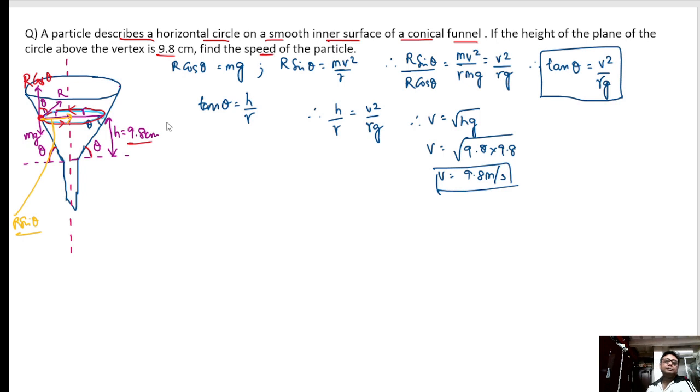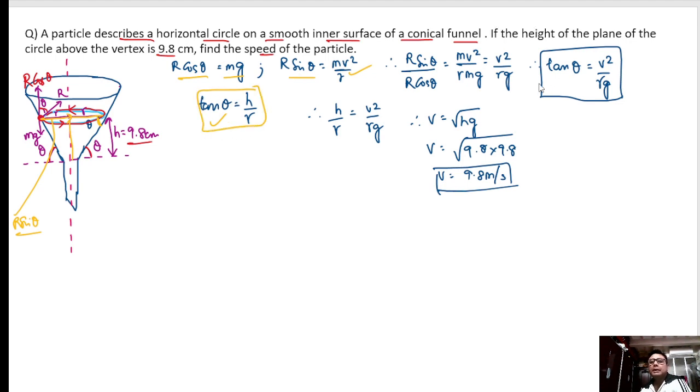R sin theta. So now let us see this. So r cos theta is balancing mg, and r sin theta gives you the centripetal force. So using it, tan theta, we are getting h by r. Tan theta, please watch here, tan theta is h by r. This is theta. So tan theta is h by r. So this is the tan theta part.